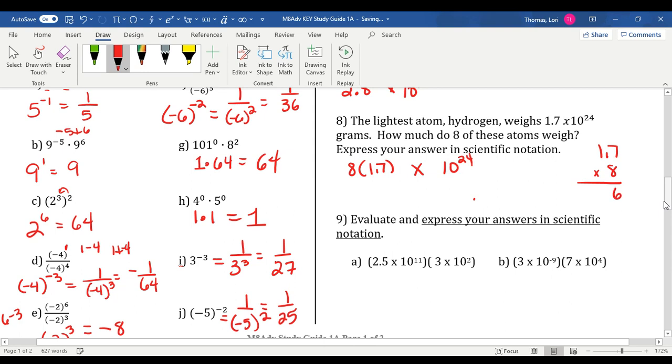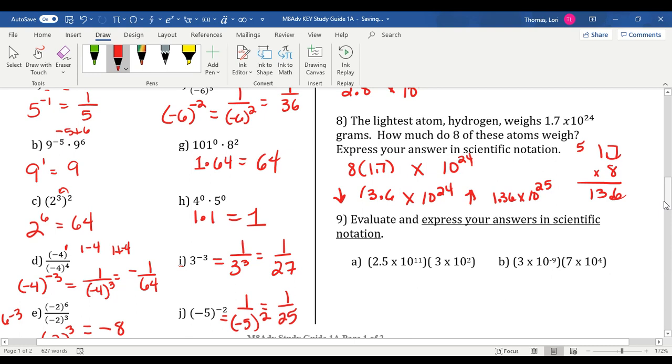7 times 8 is 56. 8 times 1 plus 5 is 13. We have 1 decimal place, so it's right here. So we have 13.6 times 10 to the 24th. 13 is too large, and so we're going to make an adjustment. We're going to go down on the left and up on the right, giving us 1.36 times 10 to the 25th.